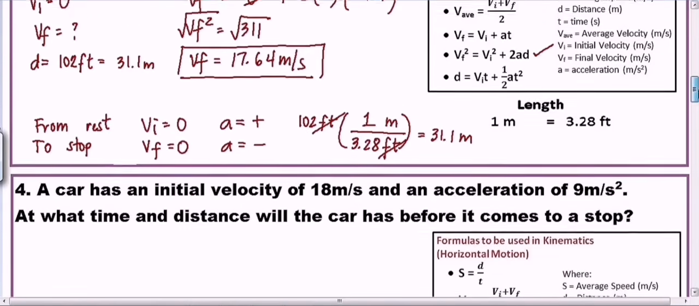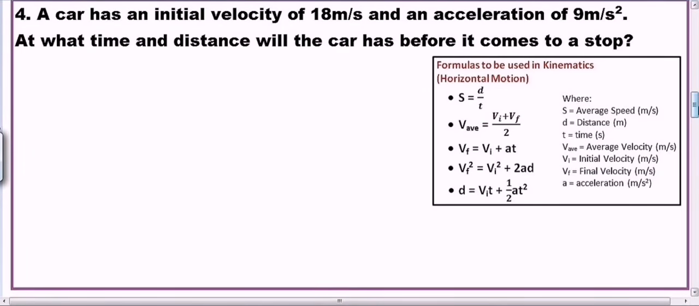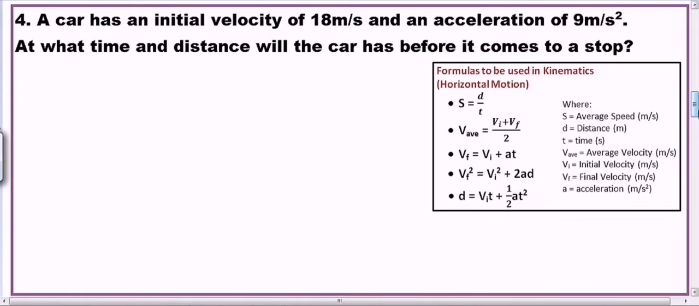Okay, let's have the fourth example. A car has an initial velocity of 18 meter per second and an acceleration of 9 meter per second squared. So, binanggit na kagad, initial velocity is 18 meter per second. And then, ang acceleration, obviously rin, kasi 9 meter per second squared. Binanggit yung word na acceleration. At the same time, when we look at the unit, it is in the form meter per second squared. Okay, at what time? So, ang hinahanap is time and distance.